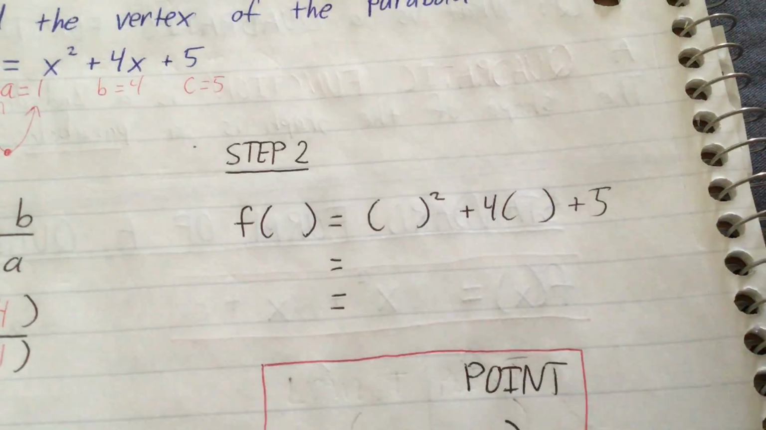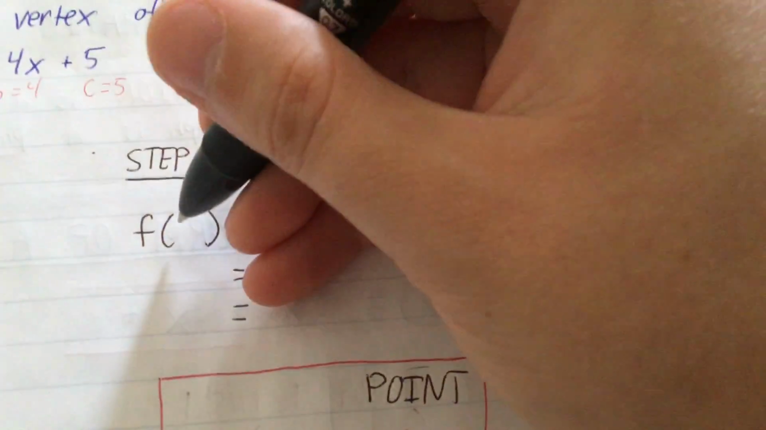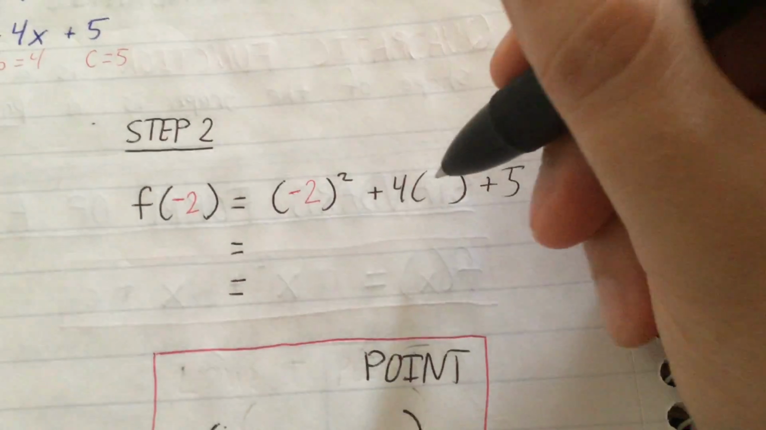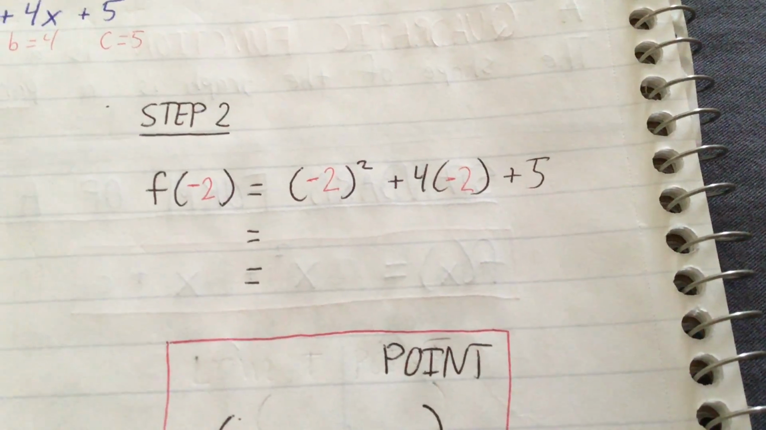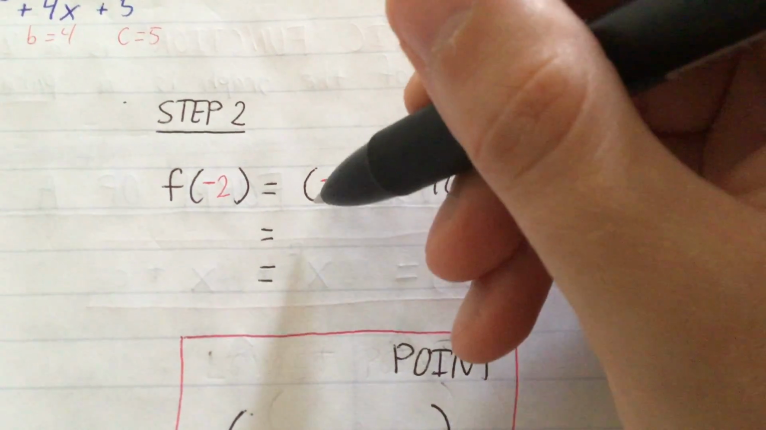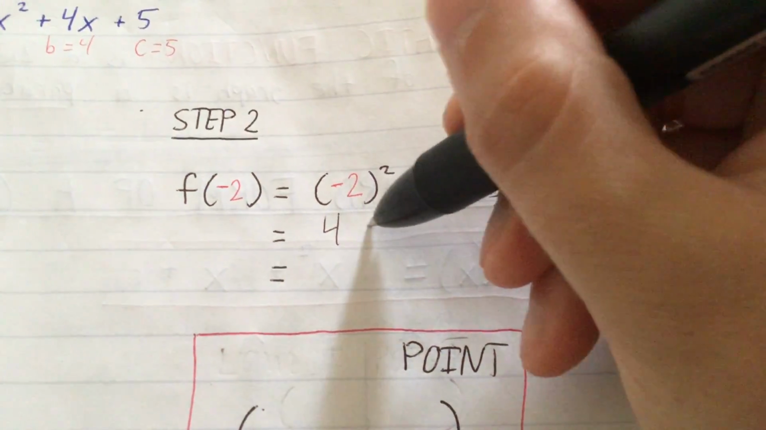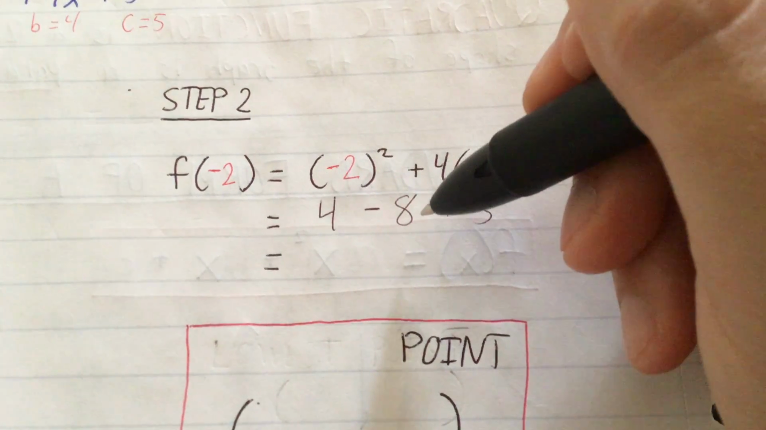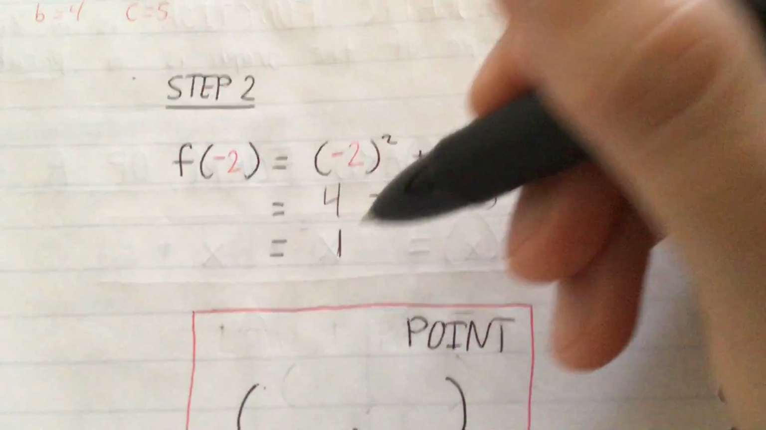Well, what's the y-coordinate of that point? Well, I'm going to plug in x equals negative 2 into the equation of f of x. So we've got x squared plus 4x plus 5, where I'm going to plug in x equals negative 2. Okay, negative 2 quantity squared. Well, negative 2 times negative 2, that's a positive, so that's positive 4. 4 times negative 2 is negative 8, and plus 5. 4 minus 8 is negative 4, and negative 4 plus 5 is going to be positive 1.